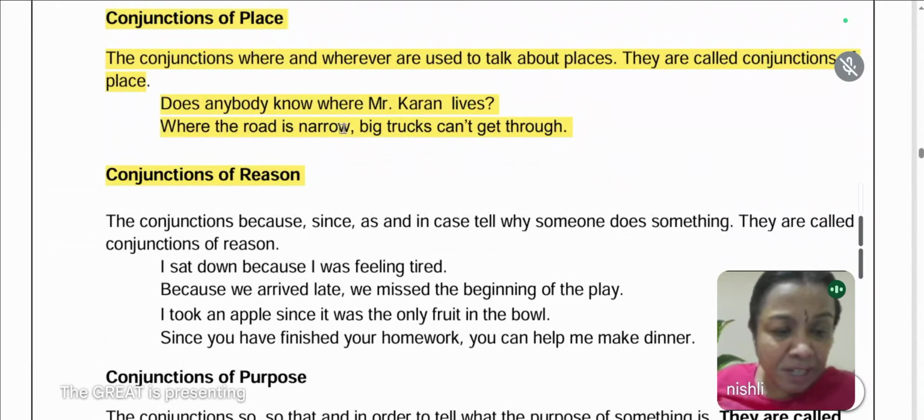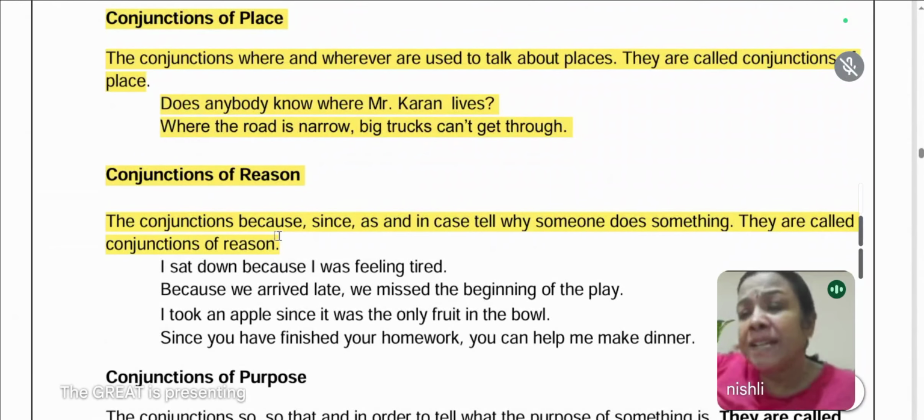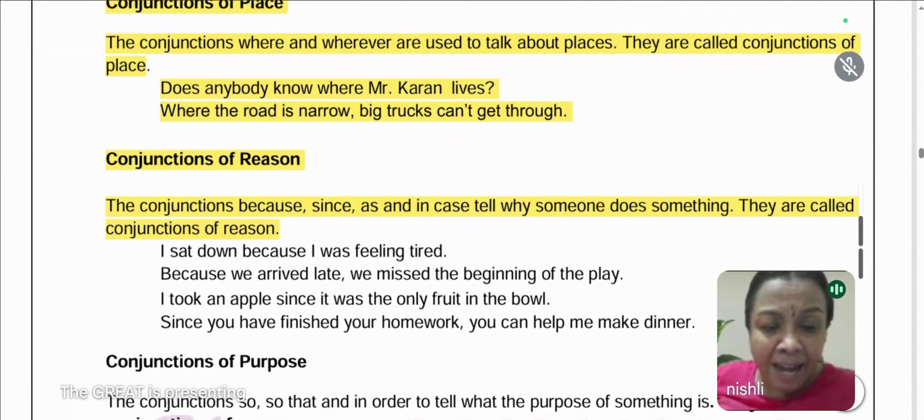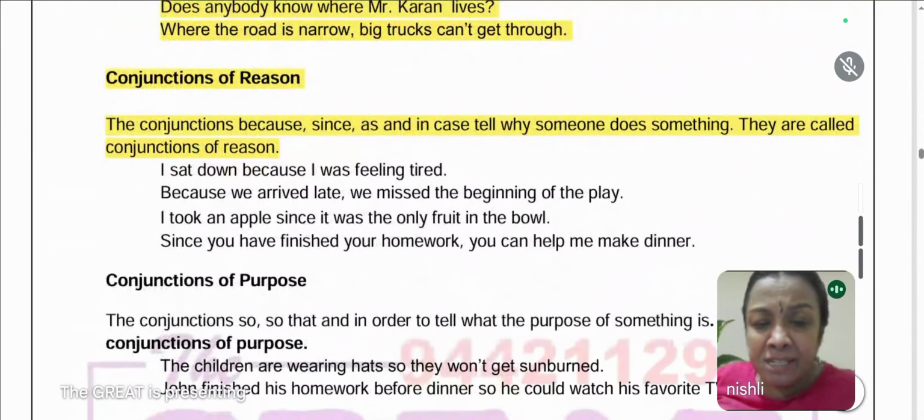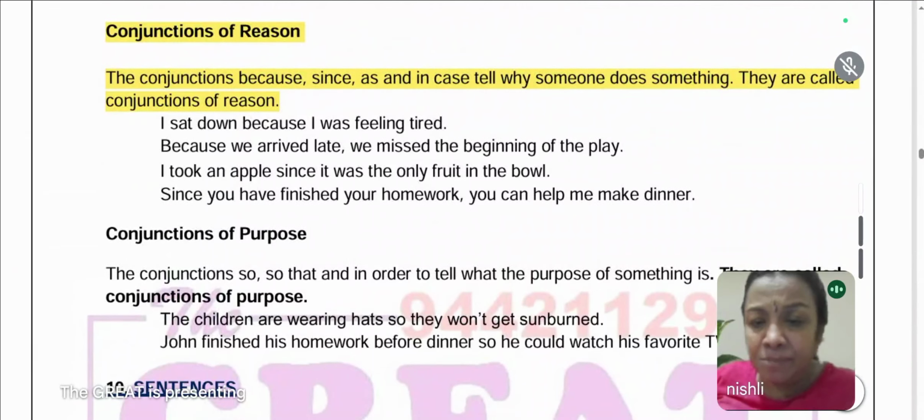Conjunctions of reason. The conjunctions because, since. Since is usually since 1990s, that is from that year. Then as, and, in case, tell why someone does something. They are called conjunctions of reason. I sat down because I was feeling tired. So you are giving the reason. Because I was feeling tired. Because is usually used to give the reason.